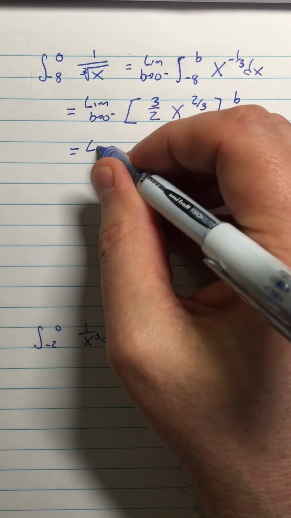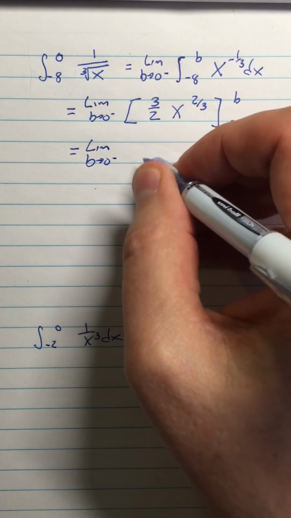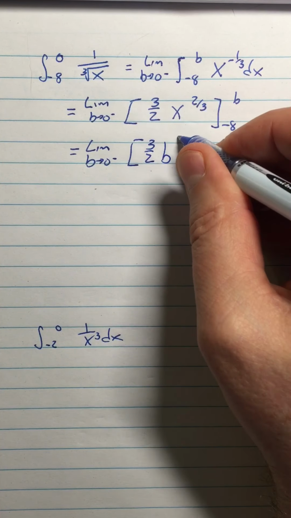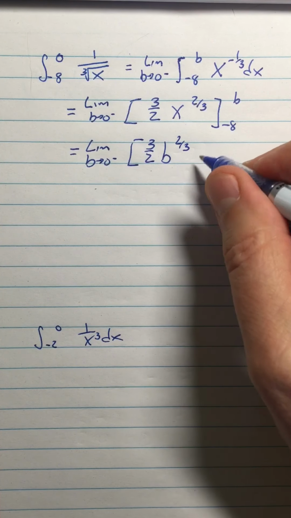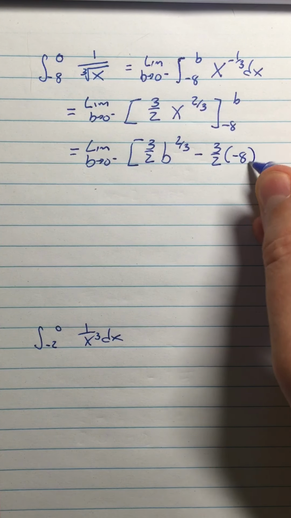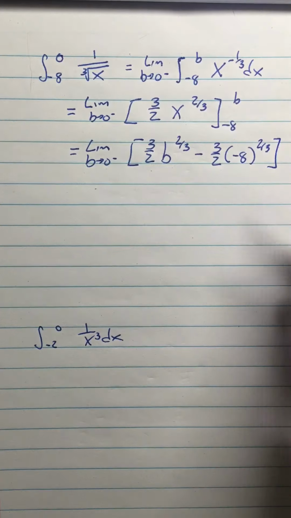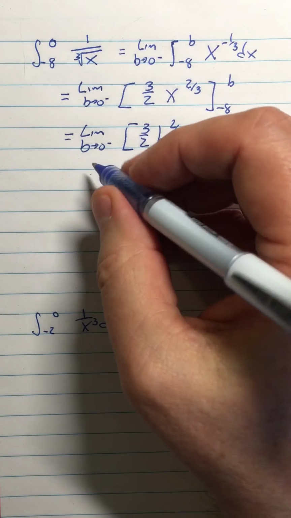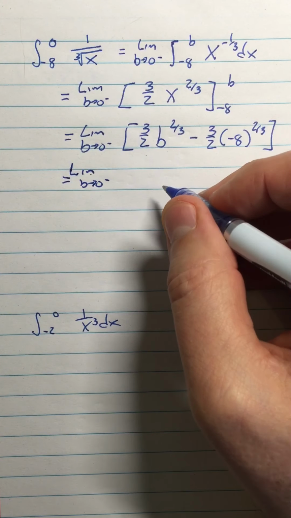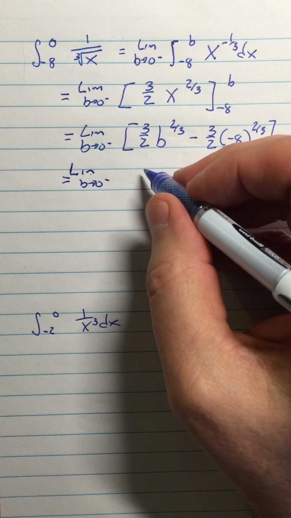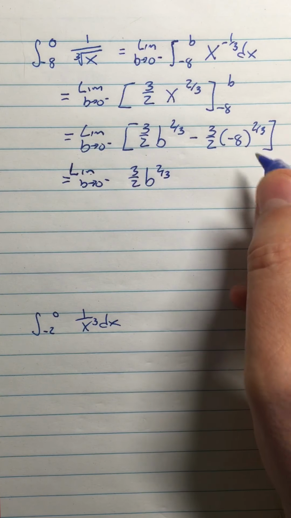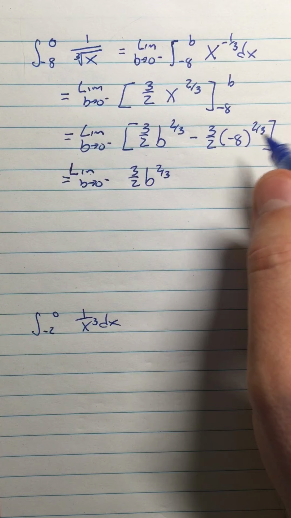So this equals the limit as b approaches 0 from the left of, we're going to put in the upper limit first. So 3/2 times b to the 2/3 power minus 3/2 times -8 to the 2/3 power. All right. And then this equals the limit as b approaches 0 from the left. I kind of botched that a little bit. So we're doing the limit of this bit, which is 3/2 b to the 2/3 power. And then this part we can just evaluate because it's not part of the limit. So we just have to watch the sign.